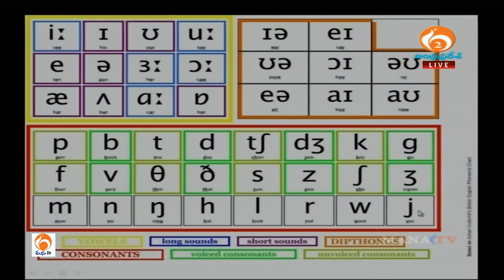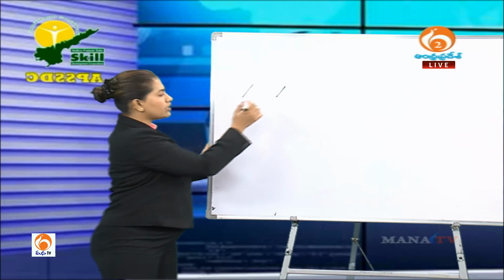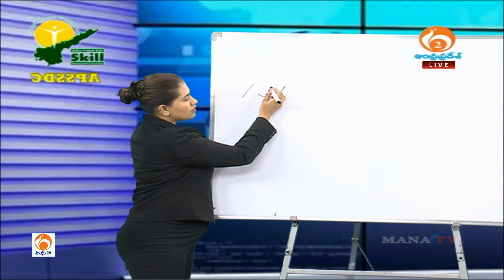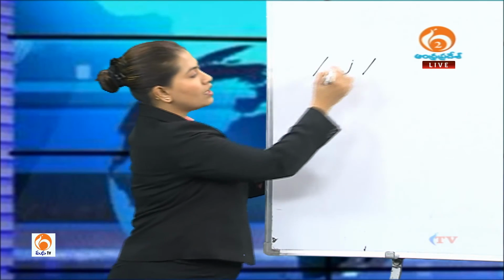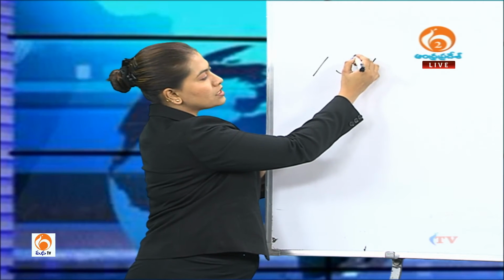So the words which are generally part of these examples are, so I want you guys to look at the board. The sound is represented by the letter J. So I want your attention on the board right now. The letter is J, but the sound is ya. The letter is J and the sound is ya.